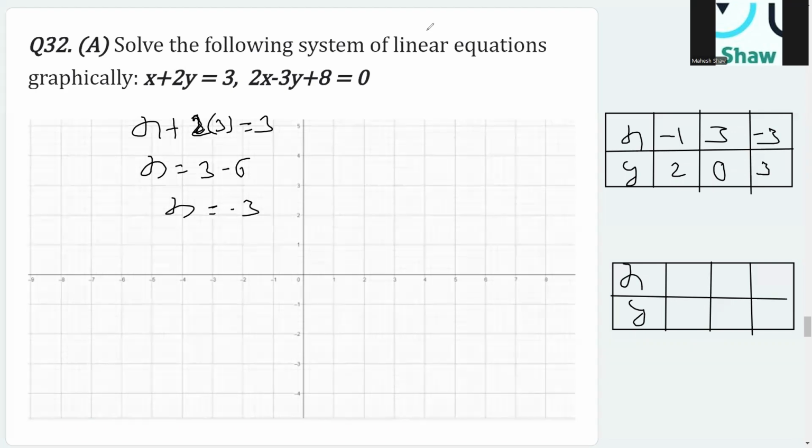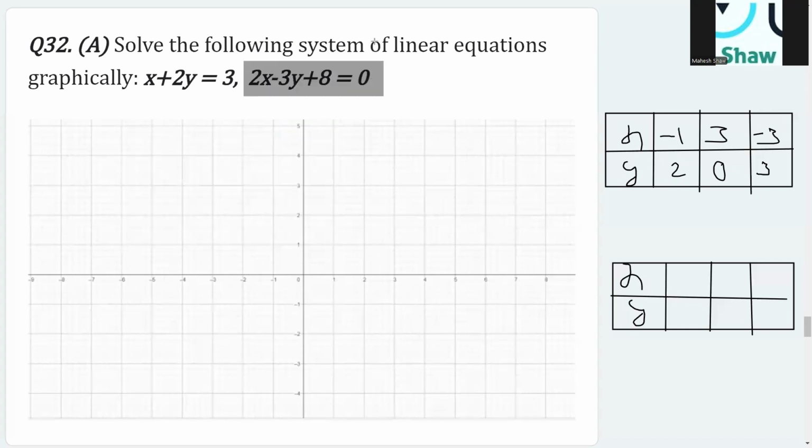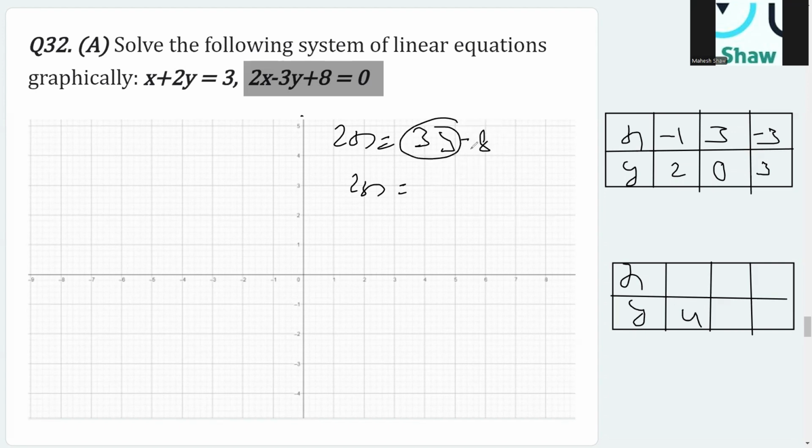Same way, I'm going to obtain the solutions of the other line. For that, I'm modifying this equation a bit. Let's say I can write this equation as 2x, transposing this to the other side, it will be 3y minus 8. So now check here, if I take y as 4. So 4 into 3 is 12. 12 minus 8 is 4. 4 divided by 2 will give you x as 2.